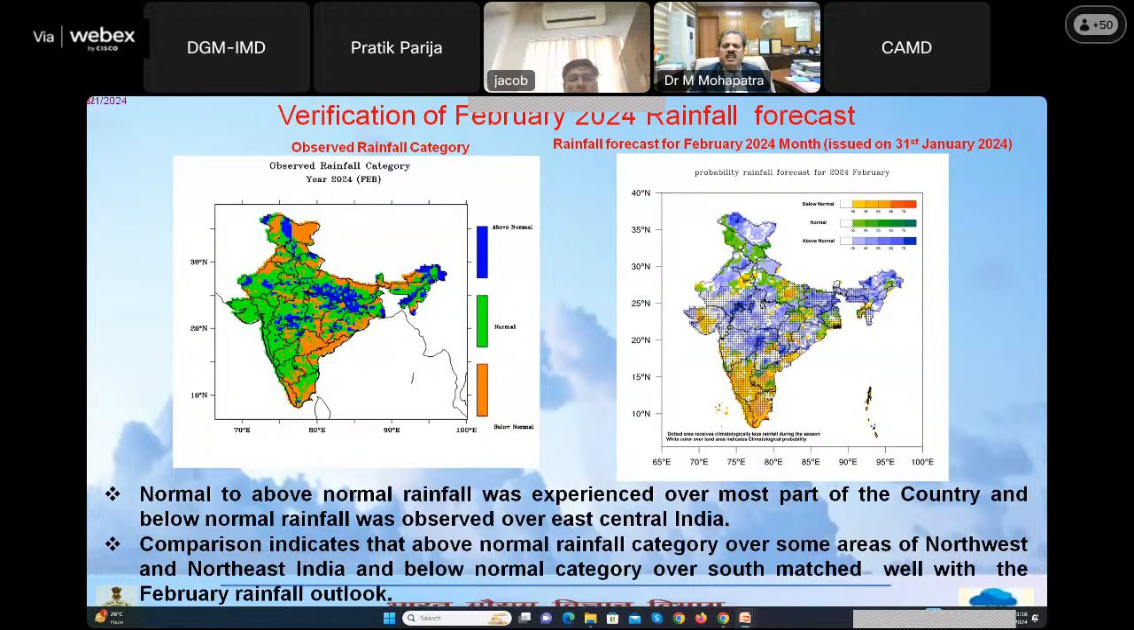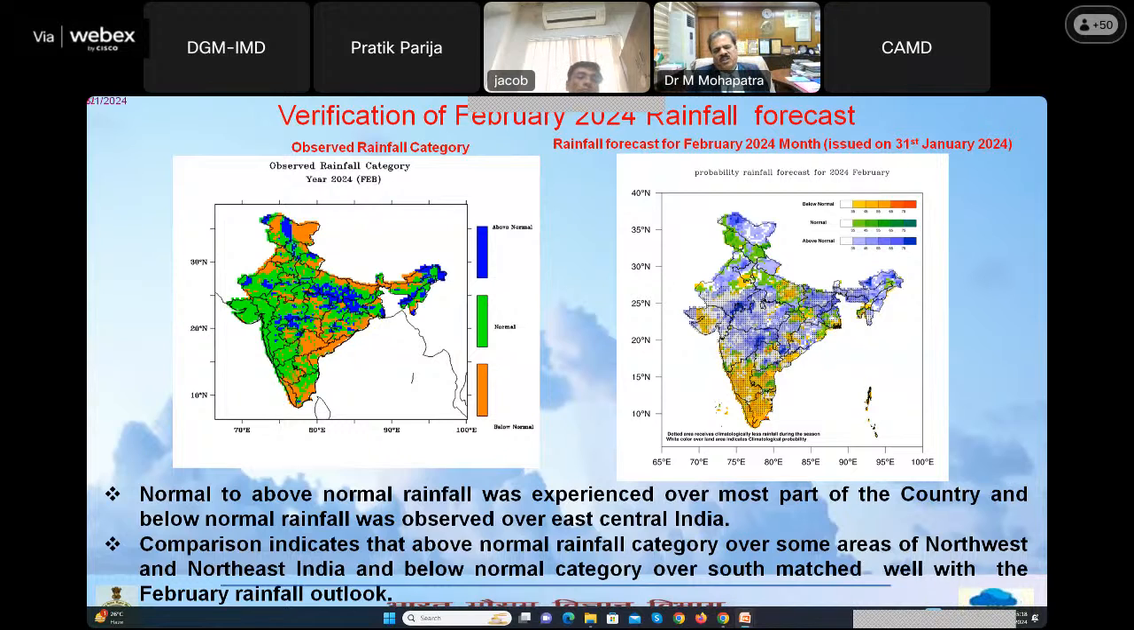And on the right-hand side, you will find the forecast diagram. The forecast diagram also indicated, as we told in the last press briefing, that northern India, central India, and the adjoining northern peninsula will have good rainfall activity along with northeast India. So if you compare these two diagrams, you will find that there is a lot of similarity.